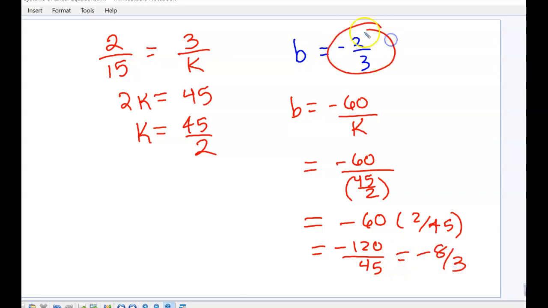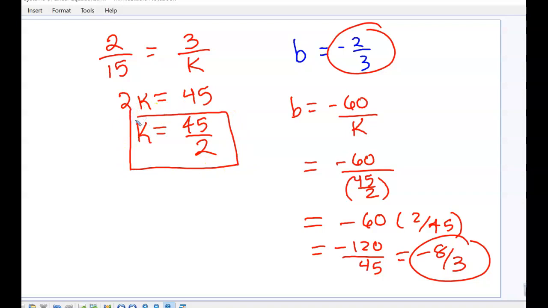So again, these y-intercepts are different, but the slopes are the same. So the value of k that will make this linear system have no solutions is when k is 45 over 2.